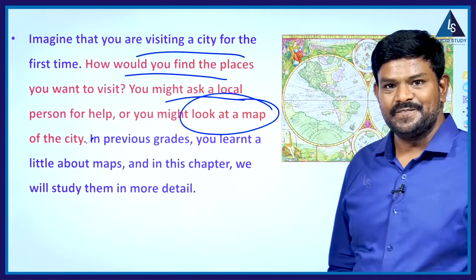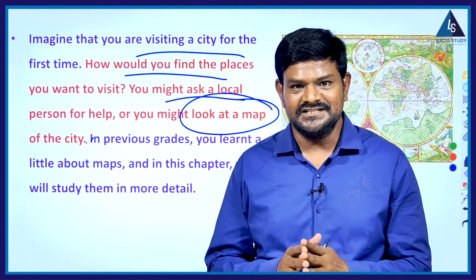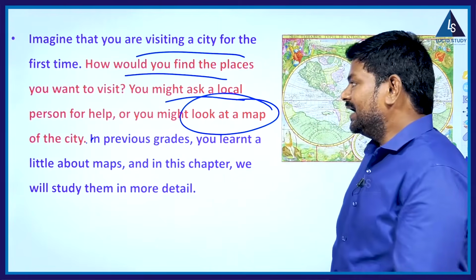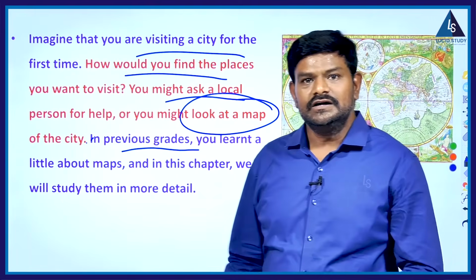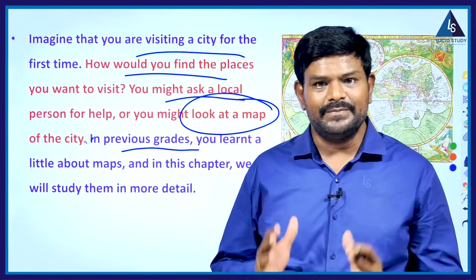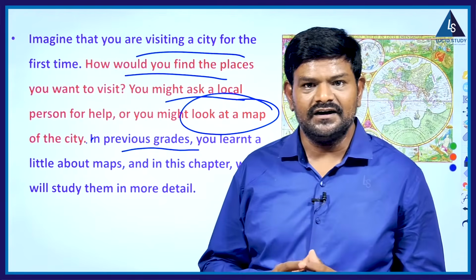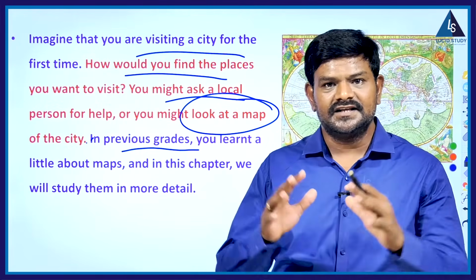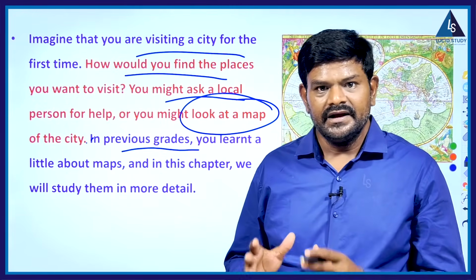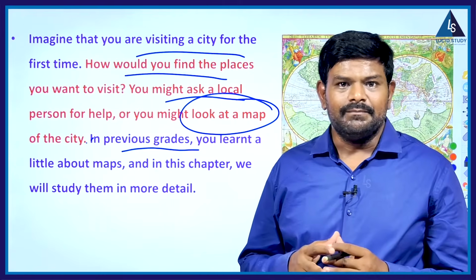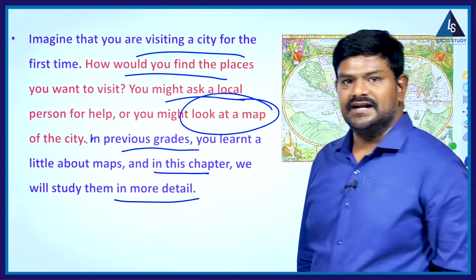So you will ask a local person over there, or you might look at a map of the city. As I told you earlier, you will definitely have to look at the map of the city. Now, in the previous grades you learnt about maps, so you will definitely have an idea about what a map is. Now in detail we will be discussing the construction, or at least the contents, of the map: what a map is and how to read a map effectively in a very quick time. In this chapter we'll study them in more detail.